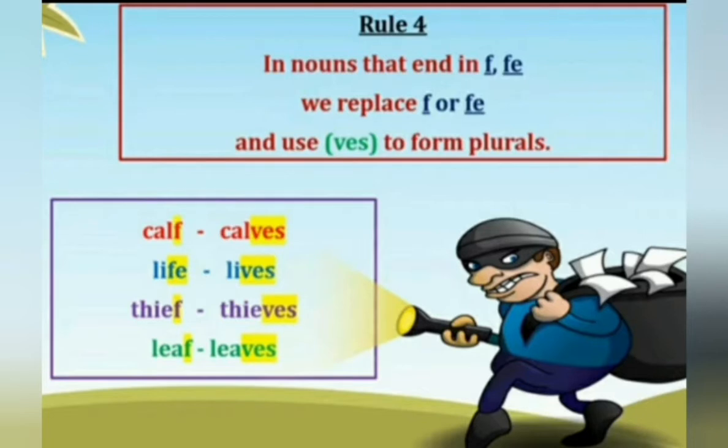Calves. Next word is life. It ends with FE and here we have to remove FE and add VES. So the answer of life is lives. Next word is thief. It ends with F, so we have to remove F and add VES. So the answer of thief is thieves. Next word is leaf. Ends with F, so we have to remove F and add VES in place of F. So the answer is leaves. The plural of leaf is leaves.